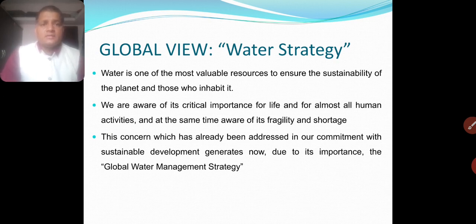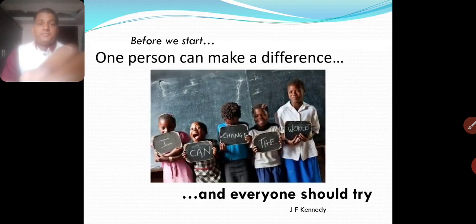This concern, which has already been addressed in our commitment to sustainable development, now generates, due to its importance, the global water management strategy, that is the GWM strategy. In that strategy they have mentioned what the strategies are for water and water resources. So this is the global view of the water strategy.